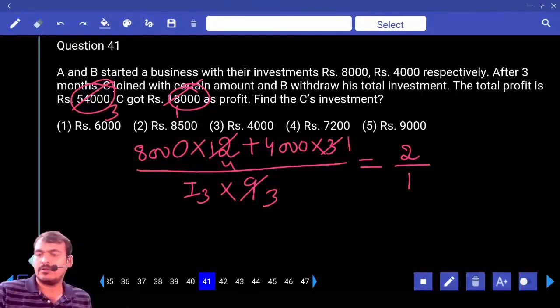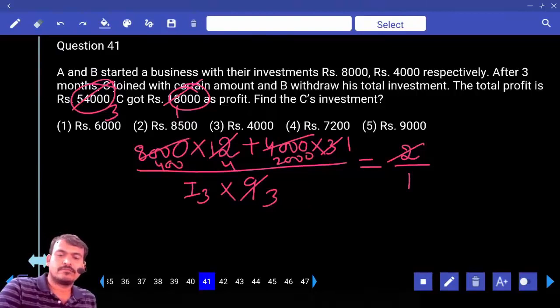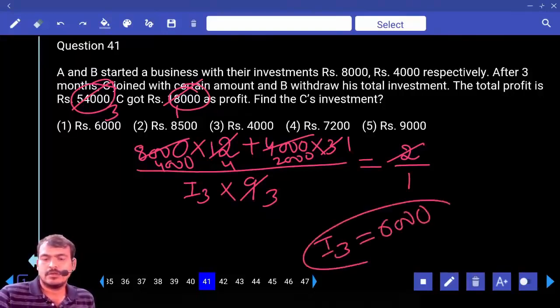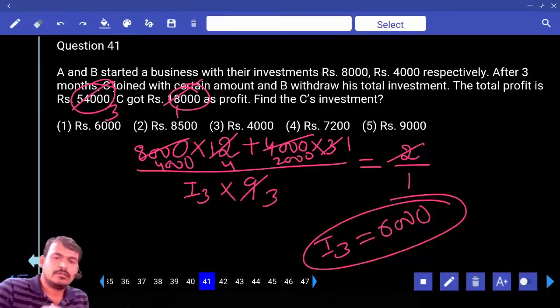Any cancellations? 2 again how many times here? 2,000. And here 2 again how many times? 4,000, or not? 4,000 into 4, 16,000, plus 2,000, 18,000. It is equal to I3 into 3, or not? Then I3 equals how much? 6,000. Cross multiplication, we are getting I3 into 3 equal to 18,000, or not? Then I3 value is 6,000.